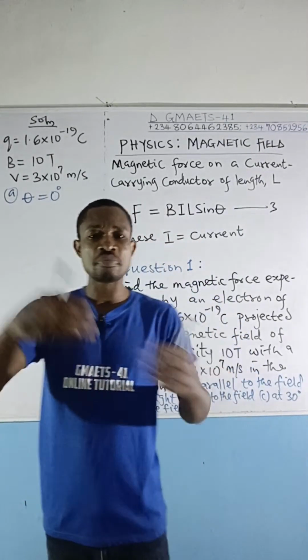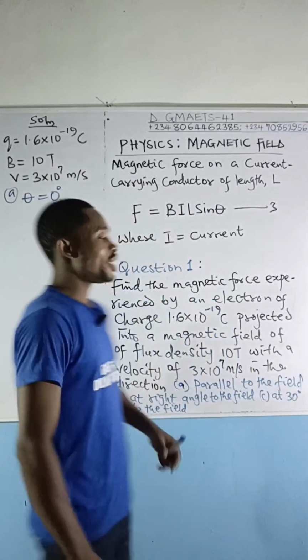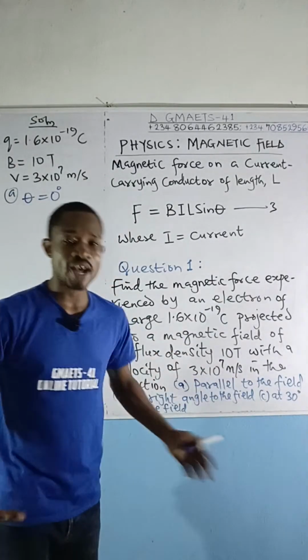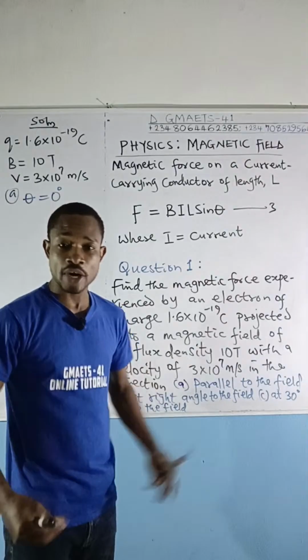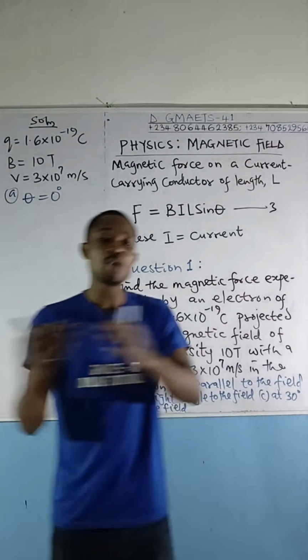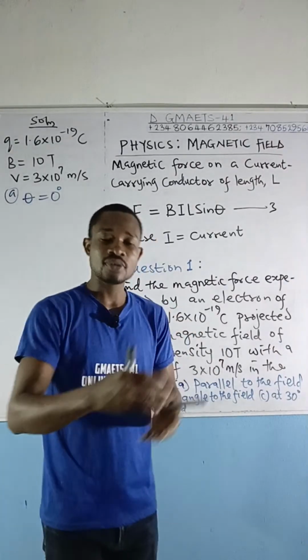I explained that on this side of the board, which I've wiped: the condition for maximum force, the condition for minimum force. So when the charge moves parallel to the field, there is no force acting on the charge, the force is equal to 0. The reason is because the angle, that is the angle at which the charge is moving to the field, is 0 since they are parallel.